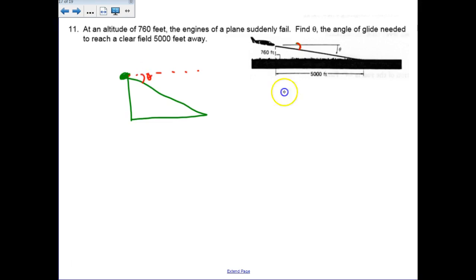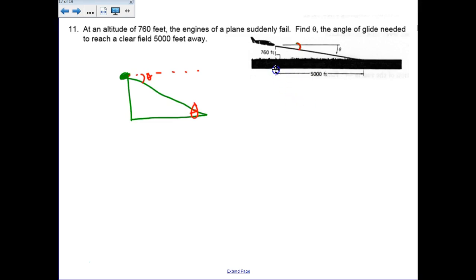Well, that's great, but that's not even in my triangle. Is there anywhere else on this picture that would be the same angle? Yes. Alternate interior angles theorem. Very good. So whatever this angle is, it's the same as this angle. And do you remember the name of this angle that's on the ground looking up? Angle of elevation. Good. So really what they're asking me to find is the angle of elevation for that triangle.